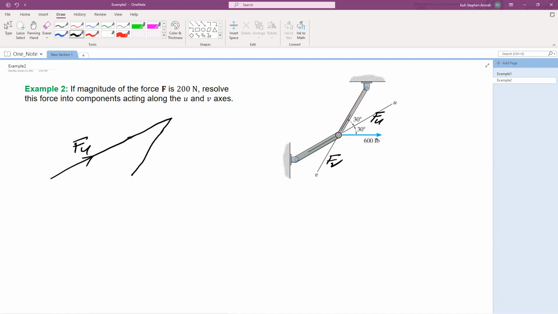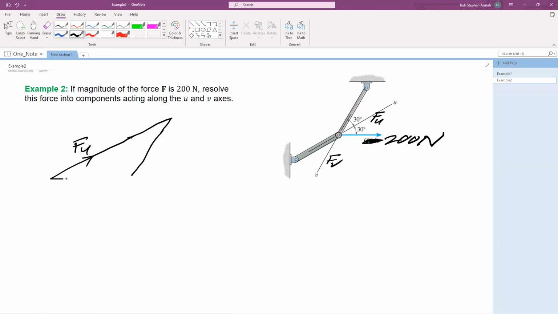And look, the resultant, which one should I use? Let me use the 600. The textbook uses 600 pounds, so I'll change mine to 200 newtons for the lecture notes. So we can use the 200 newtons to do it. Okay, cool. So 200 newtons and it's horizontal.